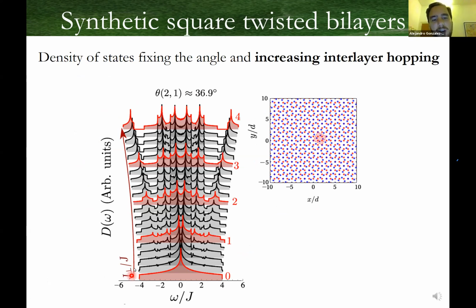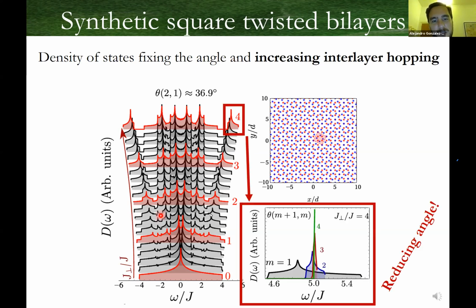And you see that as you increase the interlayer hopping for fixed angle, you see that the singularities split. You also see that at the upper and the lower part of the spectrum, some bands are isolated. Also, we explore a little bit what happens as you start decreasing the angle, and you recover this narrowing of the bands as you make the angles smaller and smaller while keeping the interlayer hopping fixed. And all these things can be understood from the projected band structure.